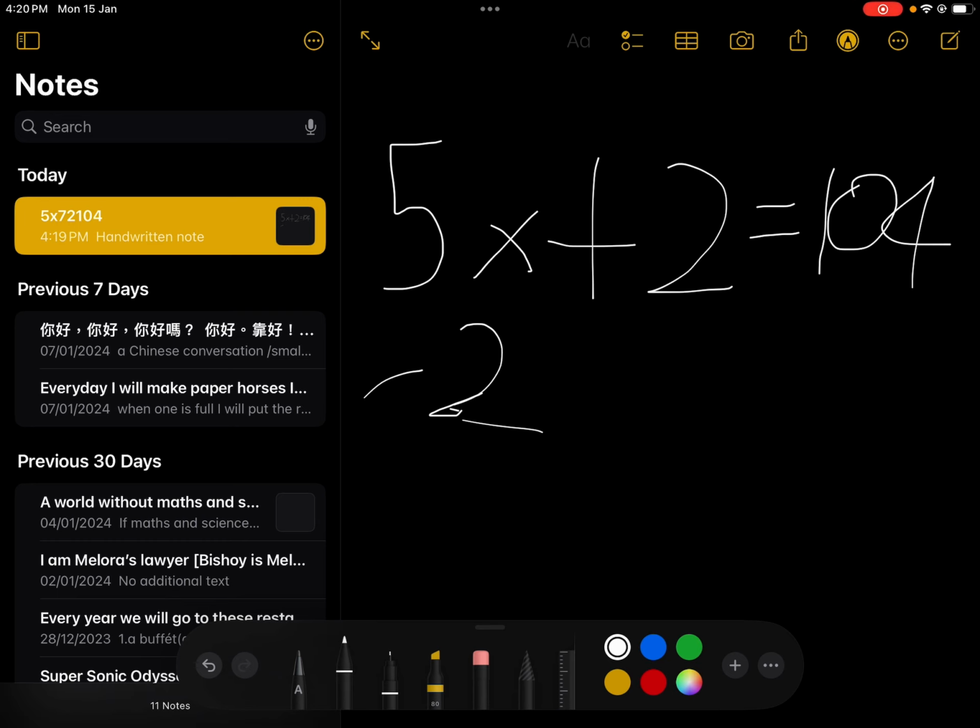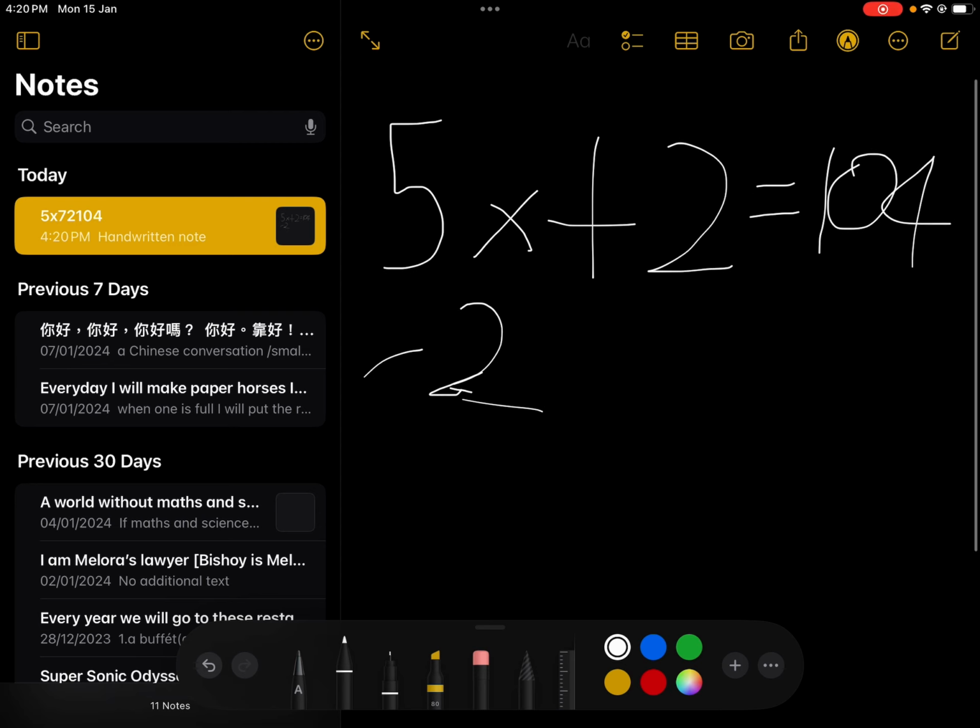Here's the first step. The first step that you're going to want to do is that you're going to want to separate the variables, and the variables is basically the one with x, and you want to separate the normal numbers, which I'd like to call the standards. So then this is what we're going to do.